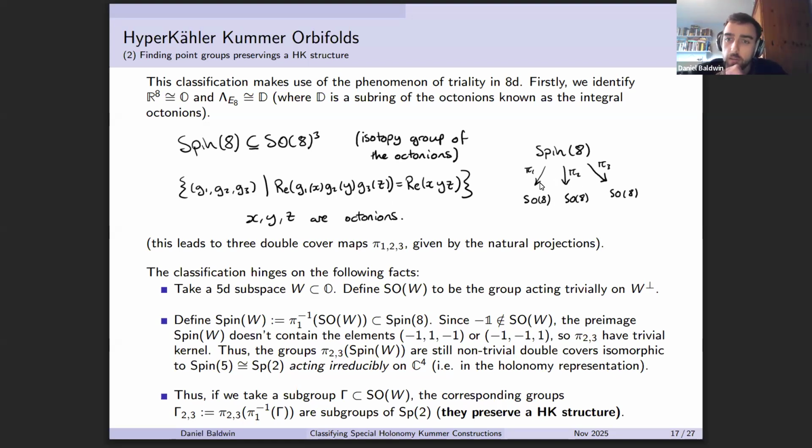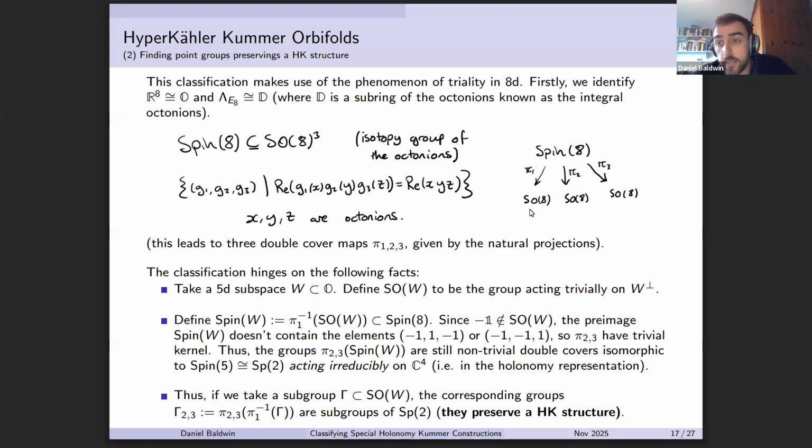From this description, we get three natural projection maps onto the SO(8) factors, and these are all the double covering maps from Spin(8) into SO(8). So we get three double covering maps, pi1, pi2, and pi3. Now the classification hinges on the following facts. If you take a 5-dimensional subspace W inside R8, or inside the octonions as we're viewing it here, we can think of that as sitting in the R8 acted on by this first SO(8) factor. Then we define SO(W) to be the group which acts trivially on the orthogonal 3D subspace.